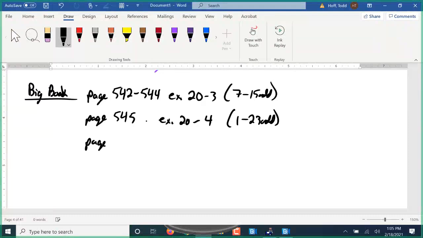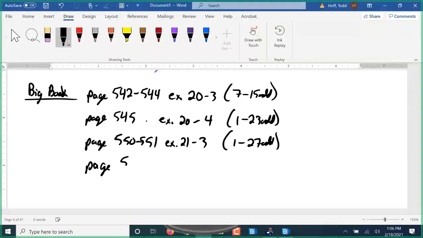Page 550 through 551, Exercise 21-3, I should say, 1 through 27, the odds. And finally, this is the last one, I promise. Page 555 through 557, Exercise 21-4, 1 through 13, the odds.